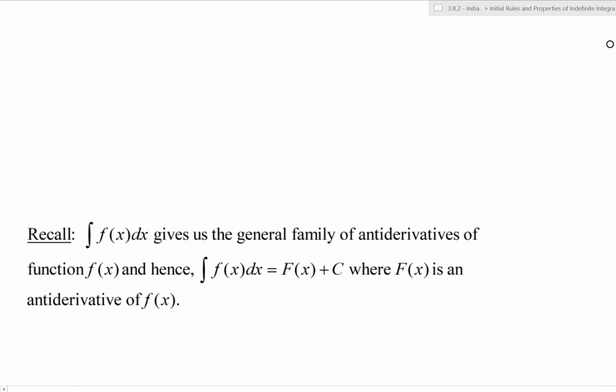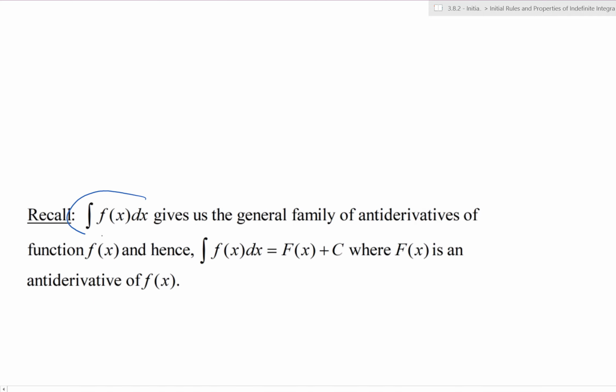All right, now just to refresh, when we have this symbol right there, that is our indefinite integral of the function f of x with respect to x, and that gives us the general family of antiderivatives of the function f of x. Thus, when we find what this is, we will result in some, say, big F of x plus some constant, where big F of x is some antiderivative of the function little f of x. So that's just to refresh our memory, and the focus here is to explore some more types of things that go along with this indefinite integral.